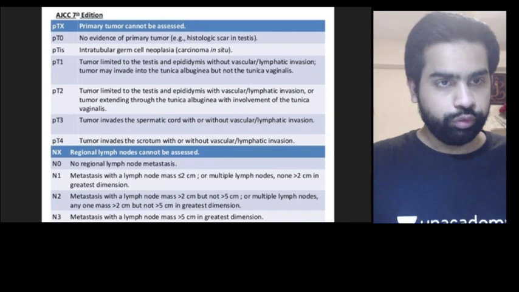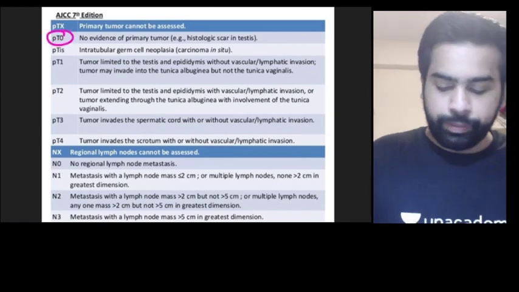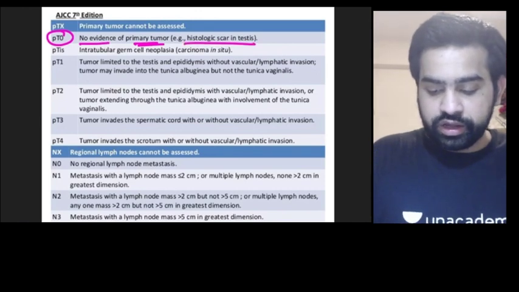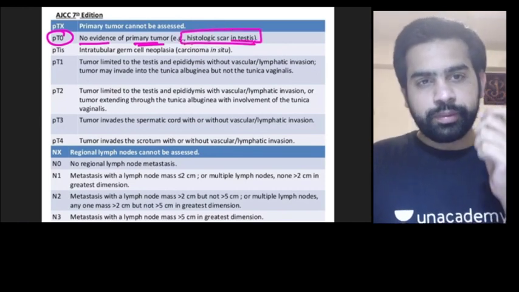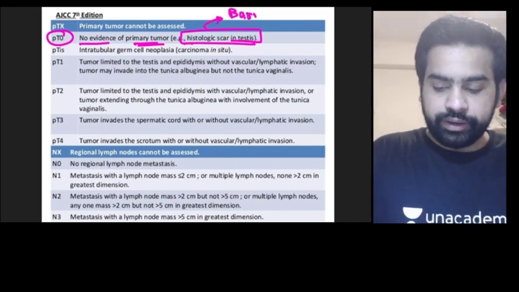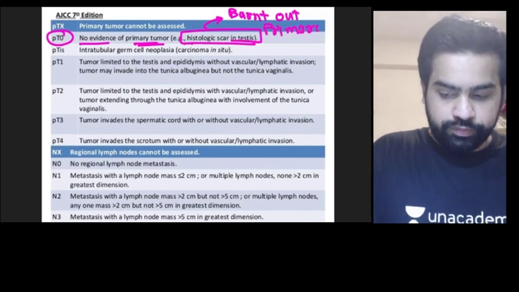So let me just walk you through it. First let us talk about the PT0. PT0 is basically there is no evidence of a primary tumor, histologic scar in the testes. So what do you understand by this histologic scar in the testes? This is what is called a burnt out primary. Burnt out primary. So this is a concept which you need to understand.